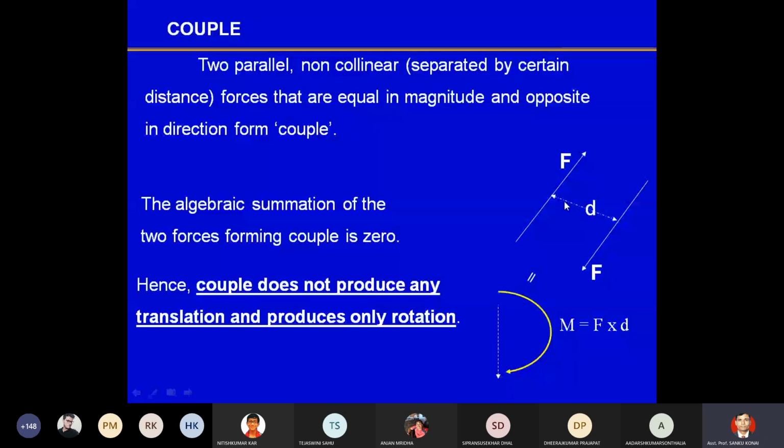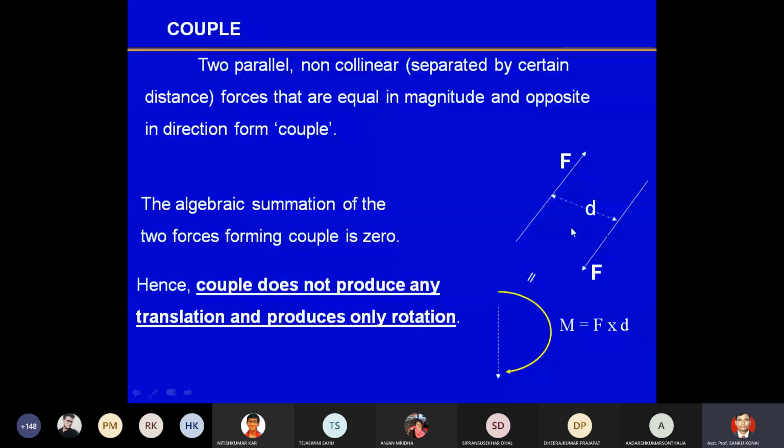If we apply two equal forces opposite in direction, they will never produce any translation in the body. The body will not move linearly here and there, but it will rotate due to the application of these two forces, which are equal in magnitude, opposite in direction, and separated by a distance d. So the value of the couple here is F into d, that is the moment.